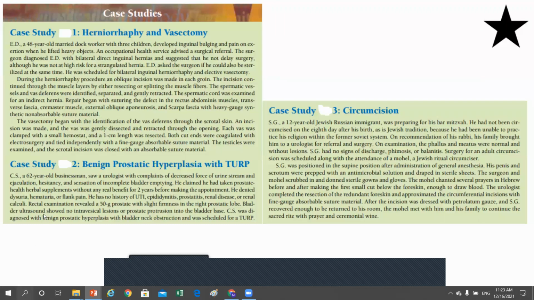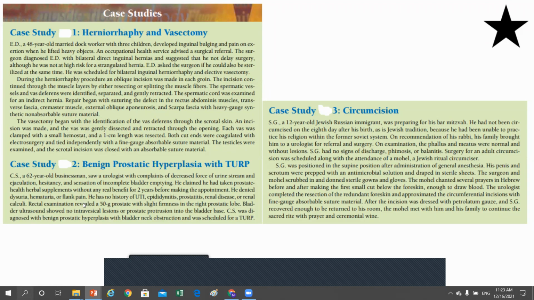He denied dysuria. Dysuria means painful urination. Hematuria, blood in the urine, or flank pain, pain in the sides. He has no history of urinary tract infection, epididymitis, prostatitis, renal disease, or renal calculus.